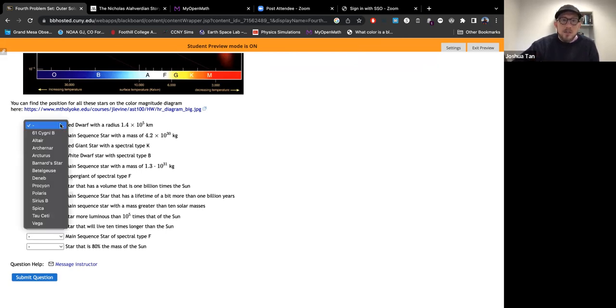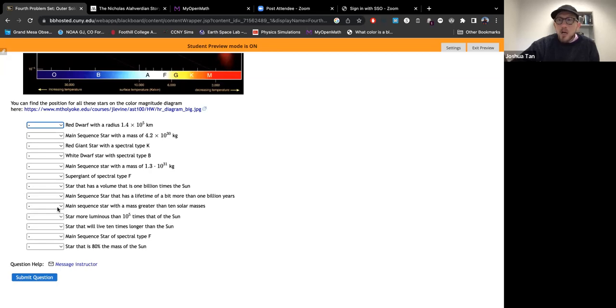So if you click on here, you'll see a lot of different stars named. If you find one star that you think is correct, and then later on you think that the same star should go there, you know one of those is wrong. The goal here is for you to do the matching as well as you can before submitting. It may take you a while to go through and figure out where all these stars are.